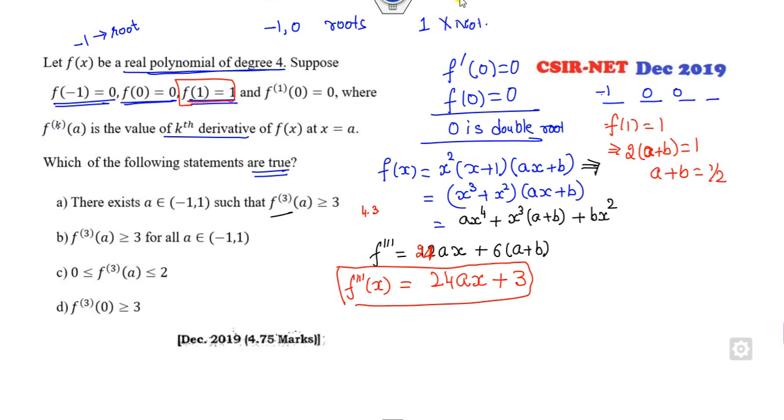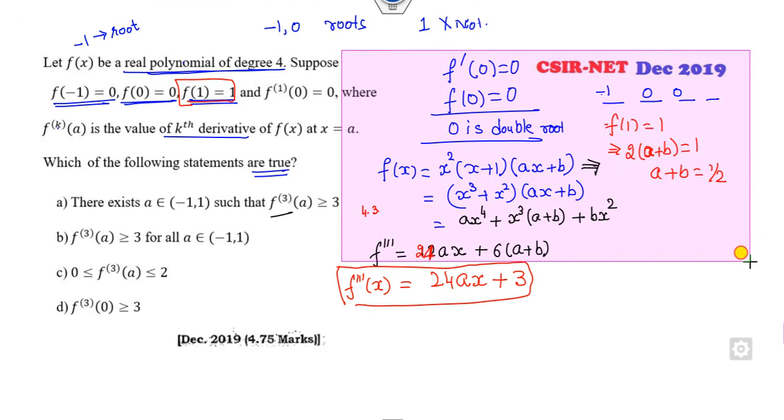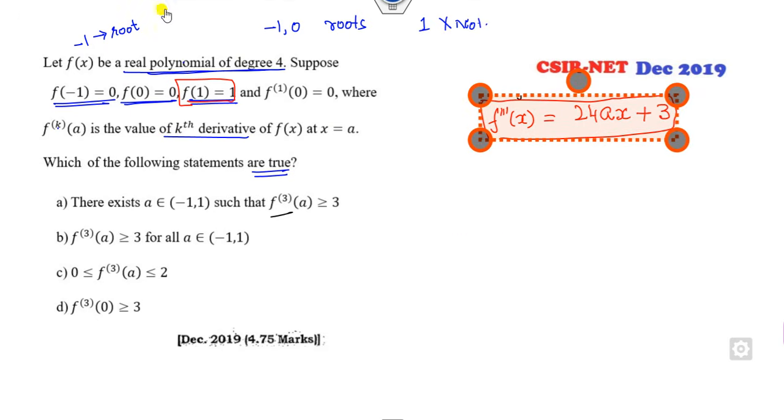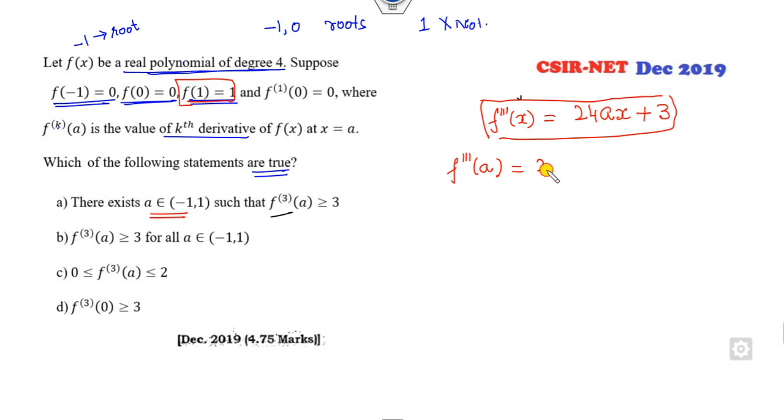Fine. Now look at the options. So now if I clear this screen, this is my third derivative. Now look at that. What is given to you in the options? There exists a such that f triple dash of a. This is my 24 a square plus 3, which will always be greater than or equal to 3, because if I take a as 0, then it is equality. Otherwise this number is always positive, so it is greater than. So the first option is the correct option.